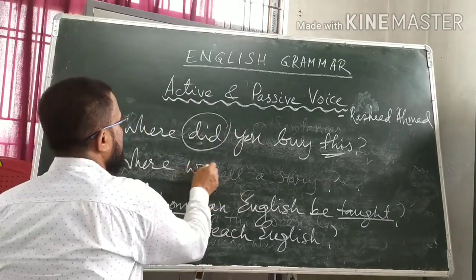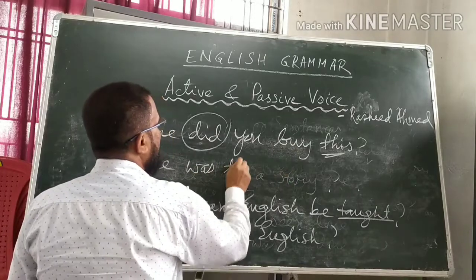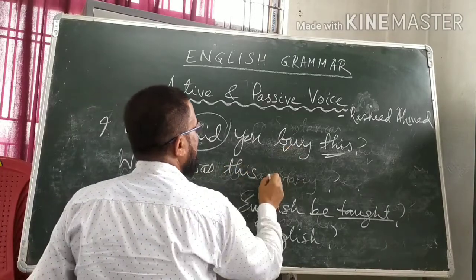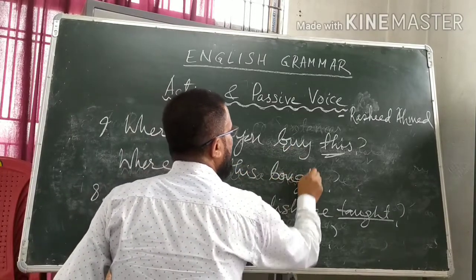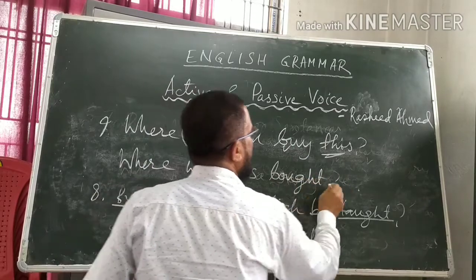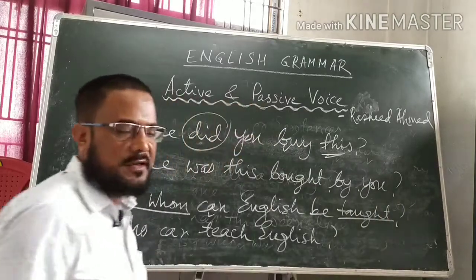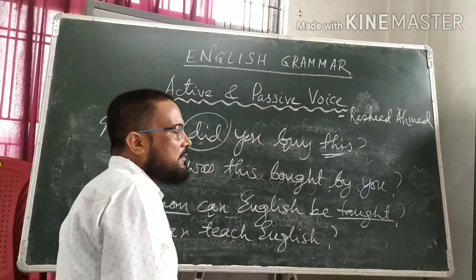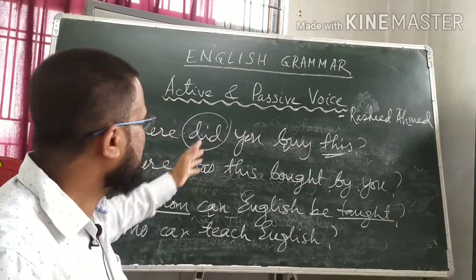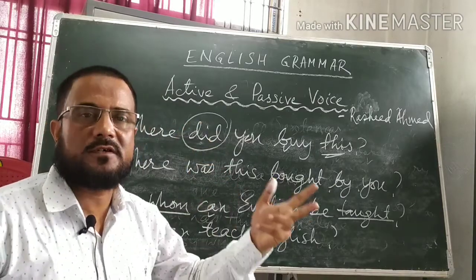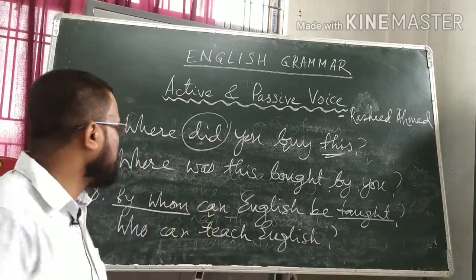Where was? Then the object will come. Where was this? Past participle of the main verb. Where was this bought? By you. Where was this bought by you? You can stop after the word bought also. Where was this bought? Where did you buy this? Where was this bought? Or where was this bought by you?